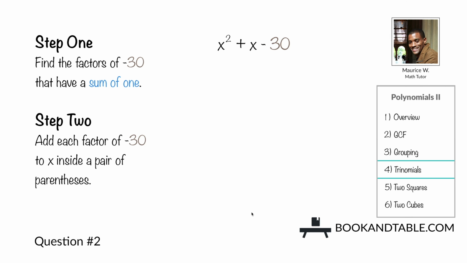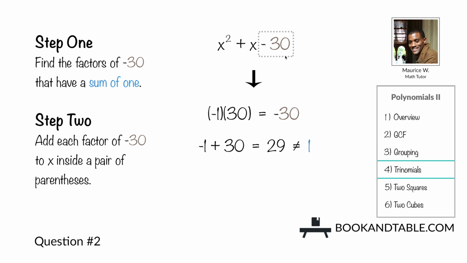Let's now have a look at question number 2. We were given x squared plus x minus 30. So step 1, find the factors of negative 30 that have a sum of positive 1. We'll start with negative 1 times 30, since that equals negative 30. When we find the sum of these two factors, we get negative 1 plus 30, which is equal to 29, and that does not equal 1, the coefficient of our x. So we then go to negative 2 times 15, which also equals negative 30. But when we find the sum of these two factors, we get negative 2 plus 15, which is positive 13, and that does not equal positive 1.